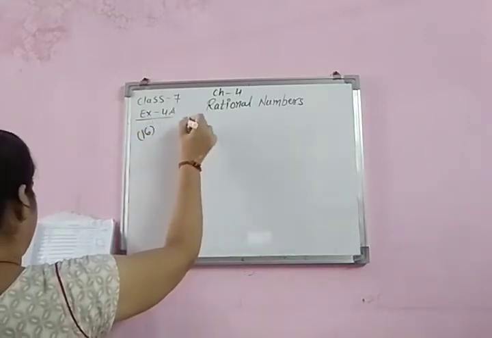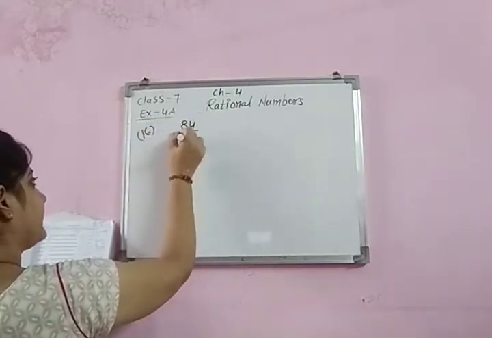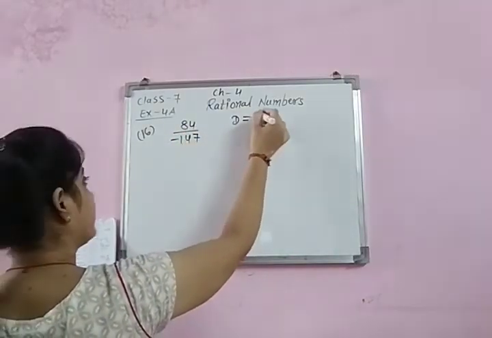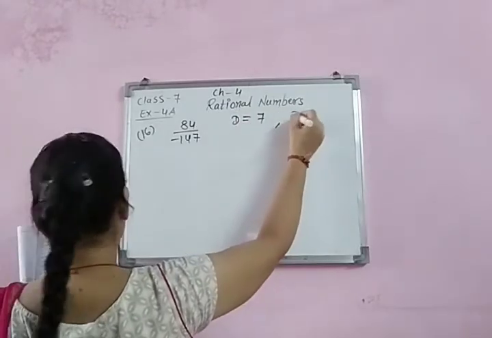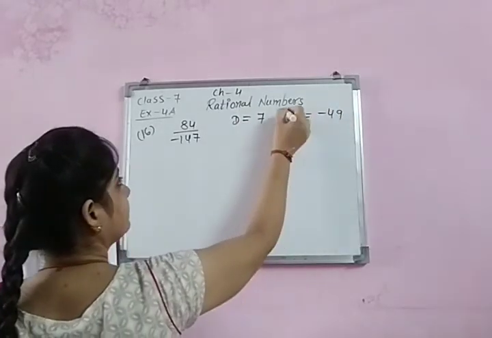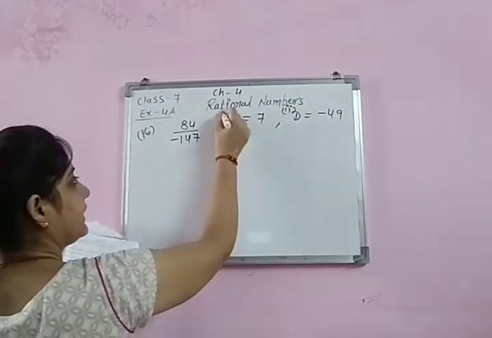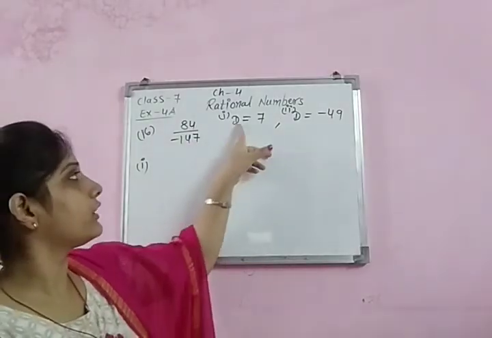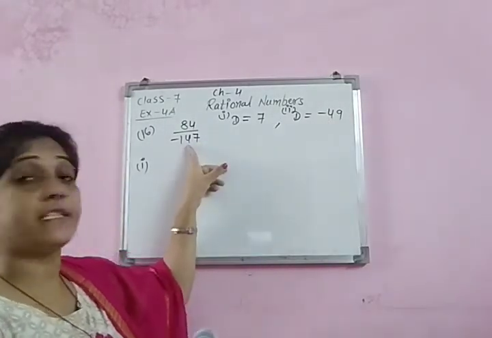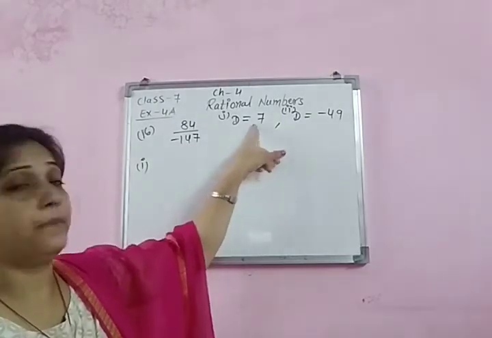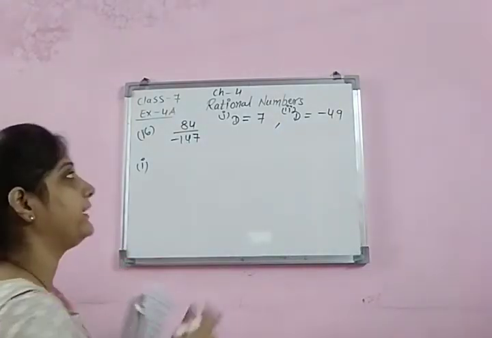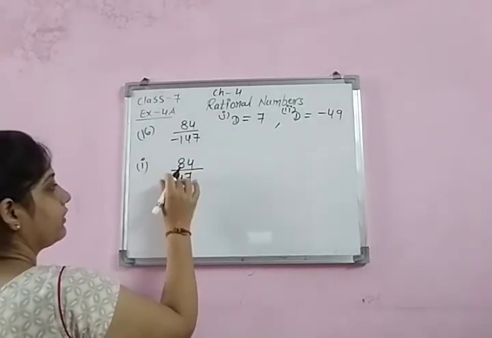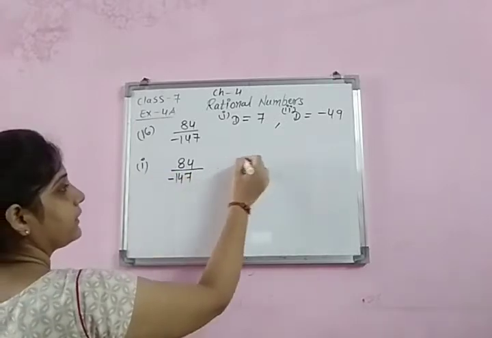Question number 16. Express 84 by negative 147 as a rational number, so the denominator will become 7. And in the second case, the denominator will become negative 49. So I hope it is clear that in this we have to perform multiplication or division, because the denominator given is 147. So from bigger you are making this smaller. So definitely we have to divide.